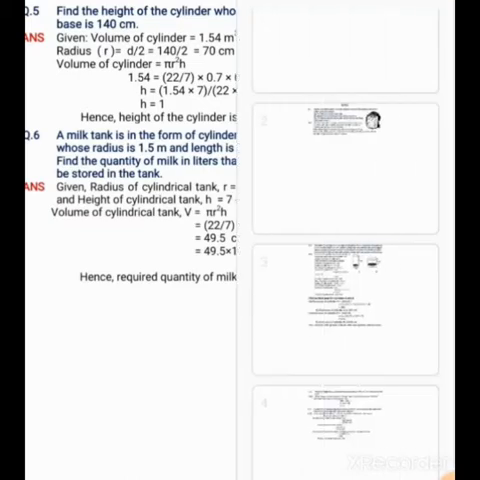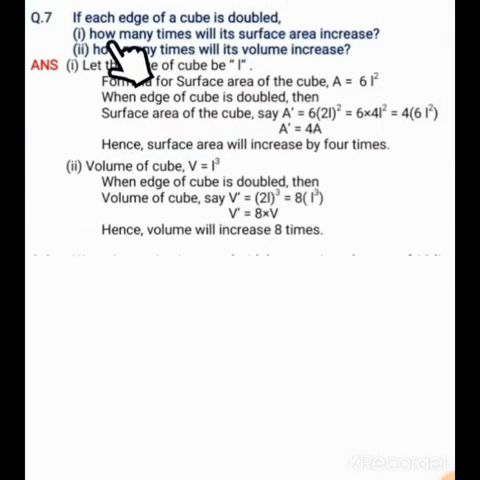Now come to question number 7. If each edge of a cube is doubled, how many times will its surface area increase? Let the edge of the cube be L. The formula of surface area of the cube, A, is equal to 6L square. When the edge of the cube is doubled, the surface area, say A dash, equals 6 multiply (2L) square, that is 6 multiply 4L square. So 4 multiply 6L square, that is A dash equals 4A, and the surface area will increase by 4 times.